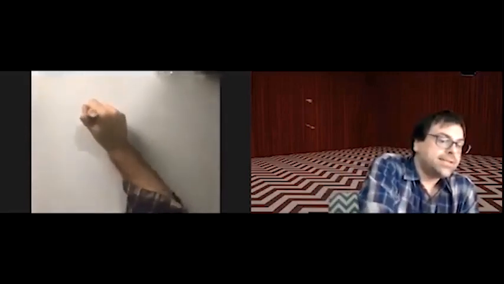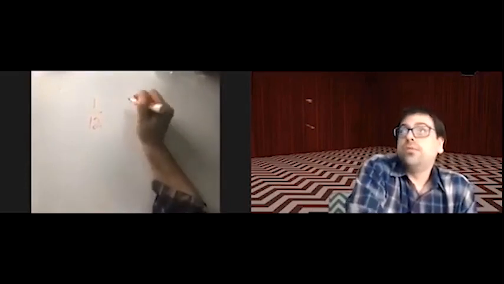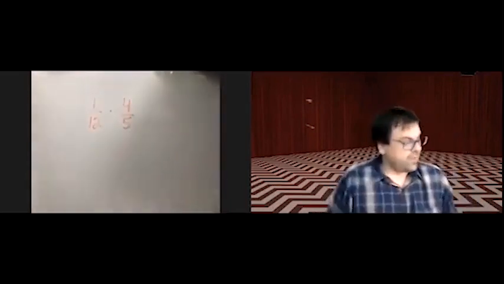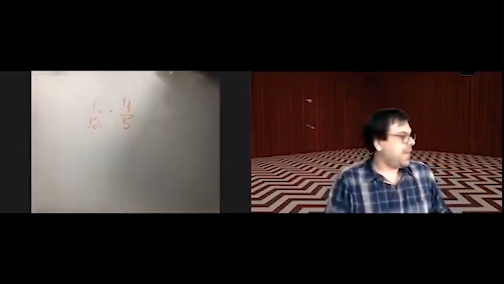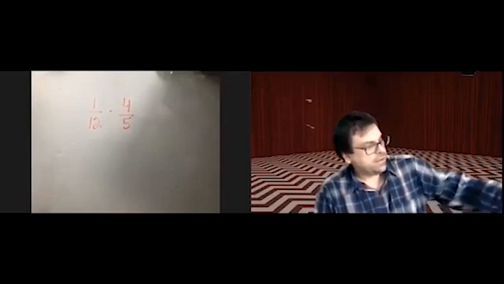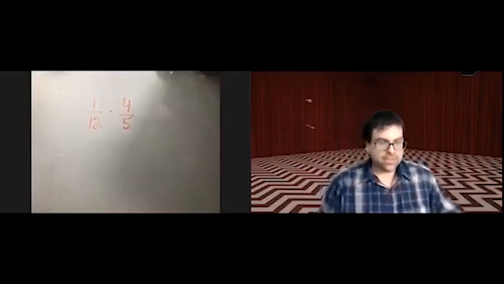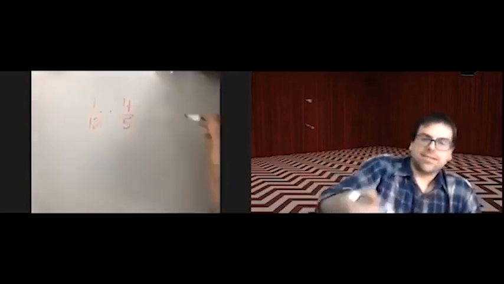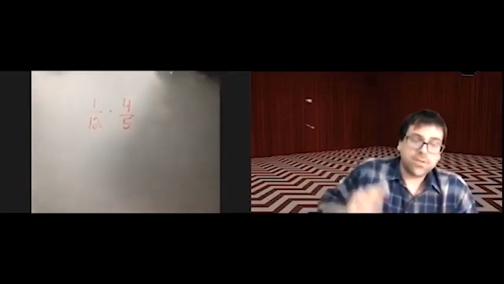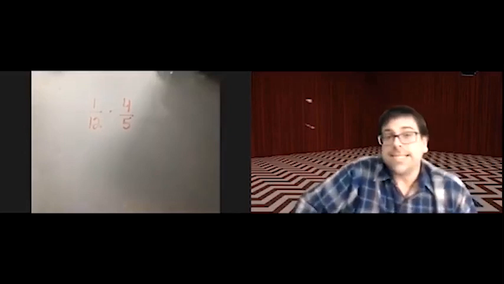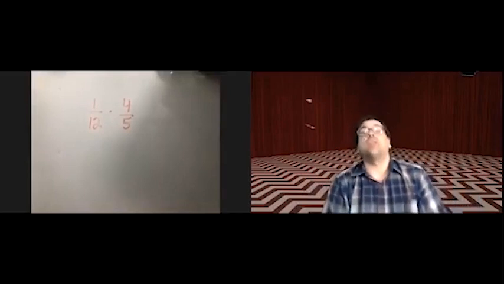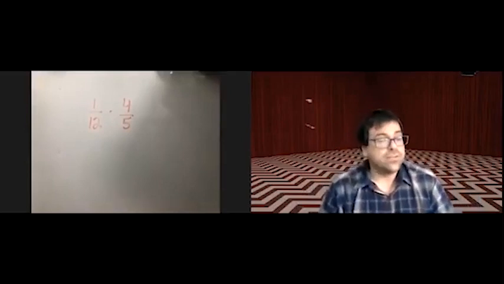More practice. 1/12 times 4/5. By now, you should be well aware of the fact that we can go across the top. 1 times 4 is 4. Across the bottom, 12 times 5 will give you 60, and then you could reduce 4/60ths to 2/30ths and end up with the answer of 1/15.